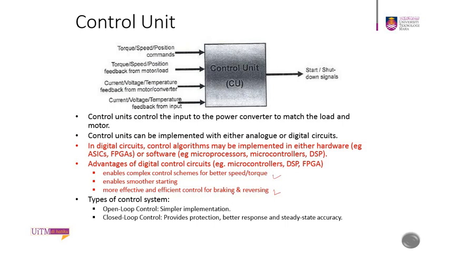Other types of control system: you have open loop control, which is simple to implement, and also closed loop control, which is more accurate and has a better response and steady state accuracy.